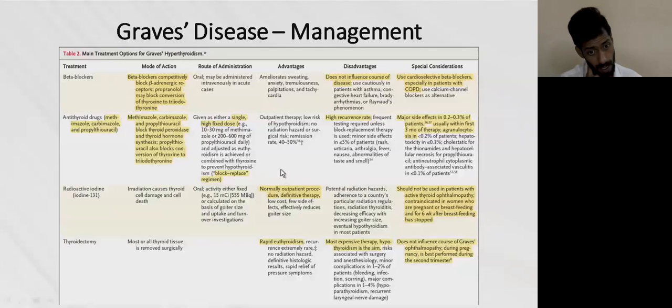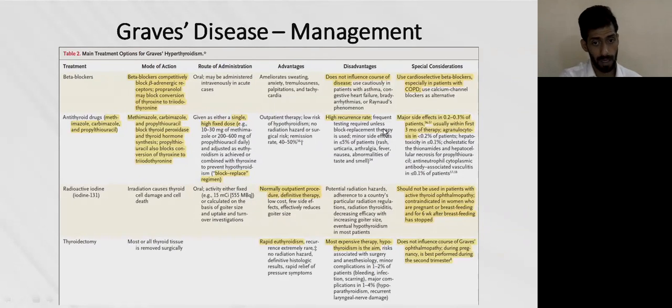Management, quickly looking into it. What are the cornerstones of managing a Graves' disease patient? One is obviously symptomatic treatment, that is your beta blockers. First they block the peripheral action, that is blocking the beta receptors. Then they also, not all, only propranolol. What are the drugs that can be used as beta blockers in Graves' disease for symptom control? Propranolol, metoprolol. So in a cardiac patient, you can use metoprolol. But will metoprolol block conversion of thyroxine to peripheral thyroid? No.